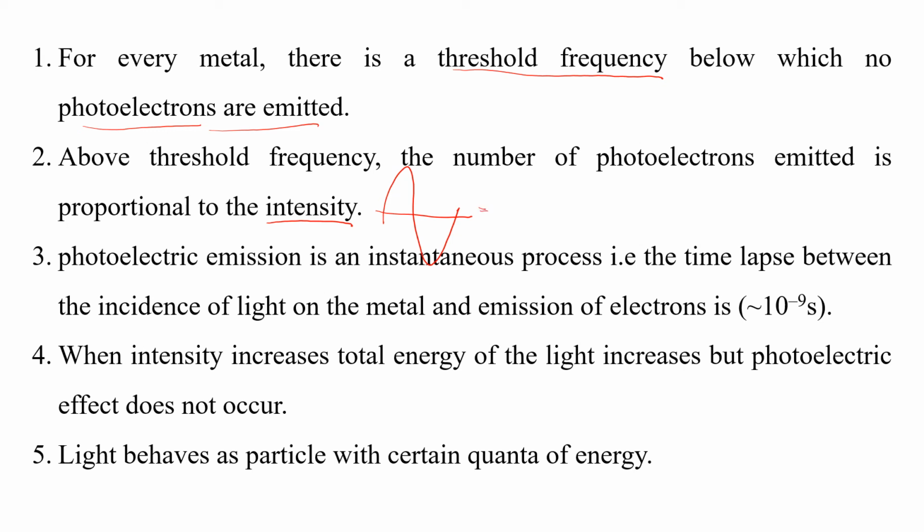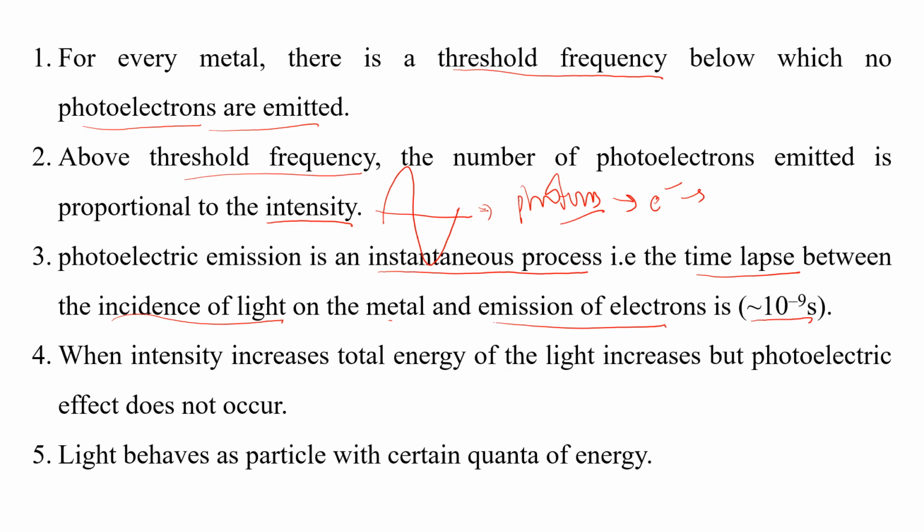When intensity increases, the number of photons increases. These photons having energy greater than the threshold energy will remove the electrons, so the number of photoelectrons removed also increases. Now, the photoelectric emission is an instantaneous process. This is another proof that the photons, or the light waves, interact with the electron as particles rather than waves. That means they interact through one-to-one collisions. So the time lapse between the incidence of the light and the emission of the electron is just 10 to the power minus 9 seconds.